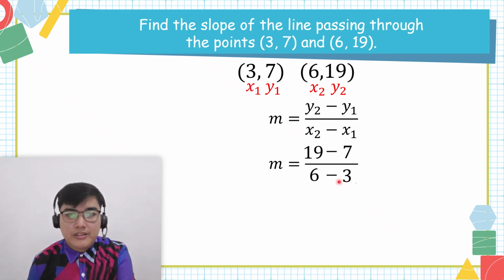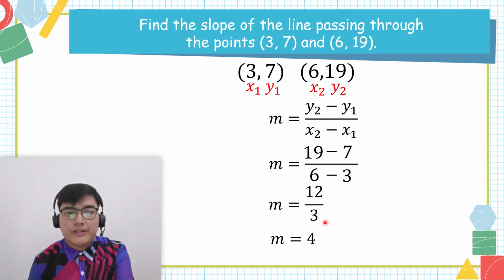After substituting the values in the given formula, we can now simplify. We have 19 minus 7, the answer is 12. 6 minus 3 is 3. Let's simplify again: 12 over 3, the answer is 4. Therefore, the slope is 4.